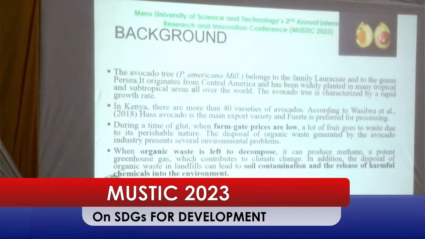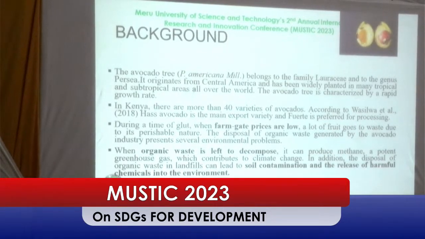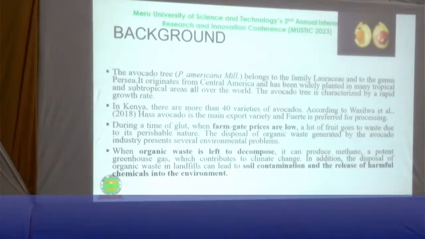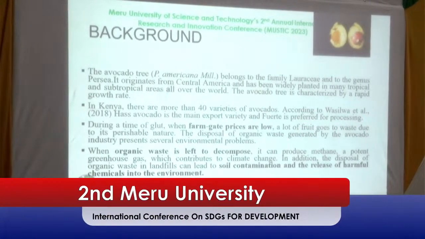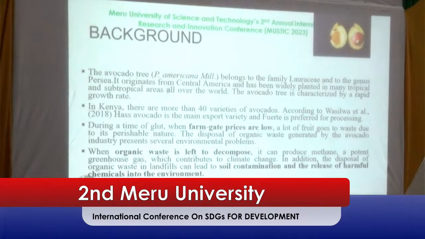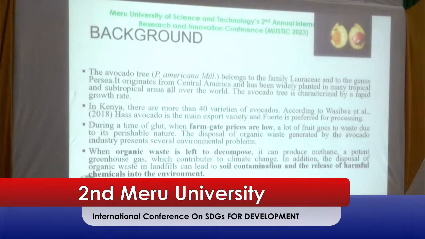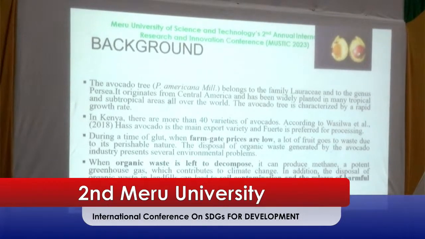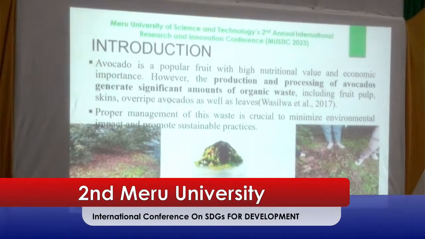So, during a time of glut, when farm gate prices are low, a lot of fruit goes to waste. This is because they have a very short lifespan, so they go bad easily. So a lot of organic waste is left to decompose, and it can produce methane, which is a greenhouse gas that contributes to climate change. So we are actually looking for a solution to such issues.